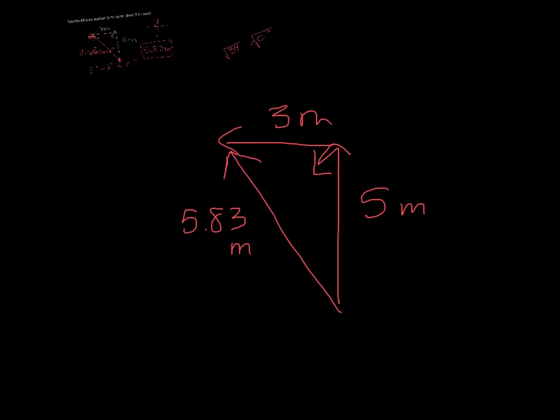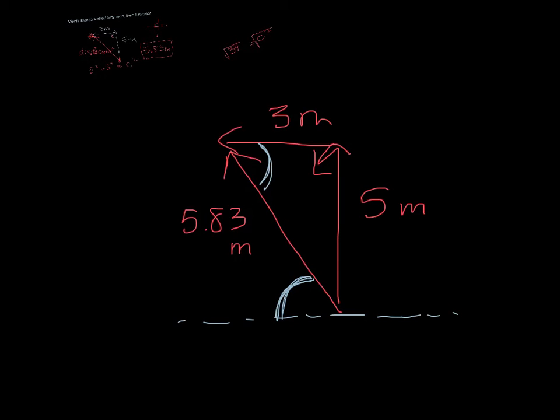So here's the drawing that we had, and here's our displacement, the 5.83 meters. Generally, we want to measure our angles from the horizontal. So we want to measure this angle here. Now that's kind of outside of our triangle, right? But remember your geometry. Two parallel lines cut by a transversal. Alternate interior angles are congruent. So this angle here is the same as that angle there.